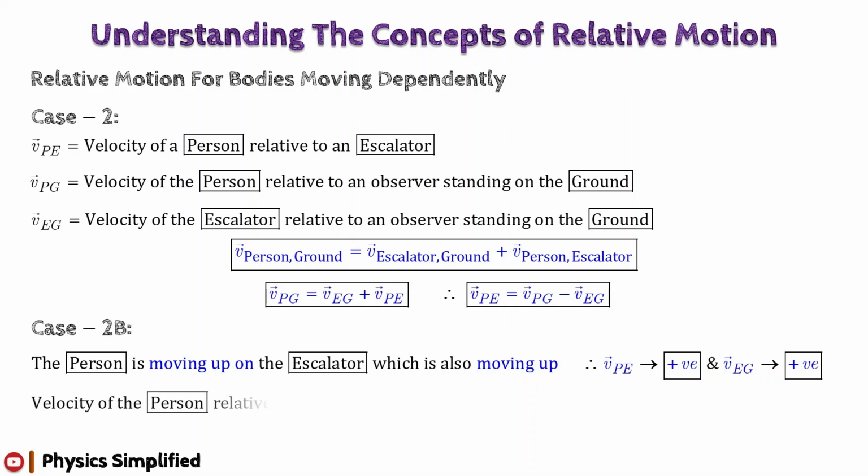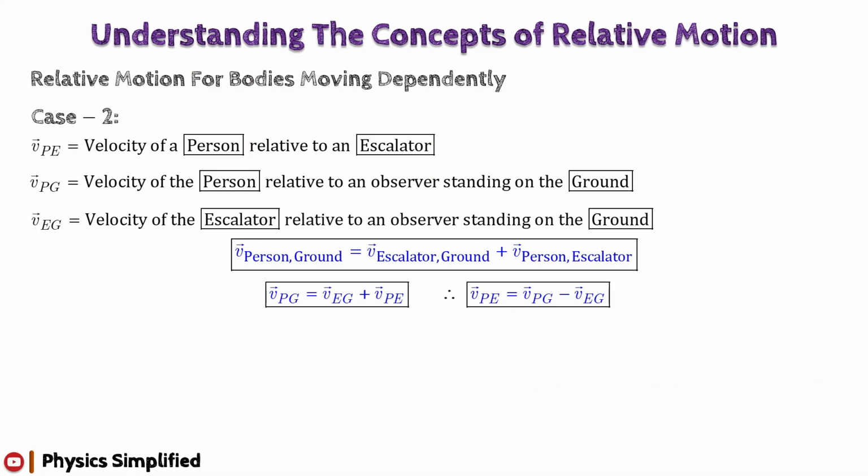So, the magnitude of velocity of the person relative to the ground-based observer is equal to the algebraic sum of the velocity of escalator relative to the ground and velocity of the person relative to the escalator, and is given by v_pg = v_eg + v_pe.